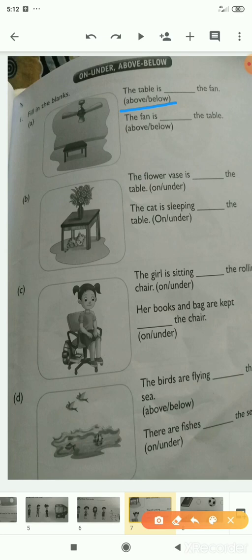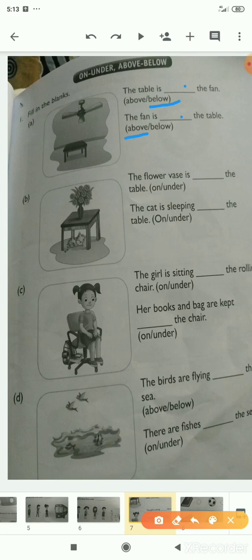The thing that is standing down is below, and the thing placed up is above. Here the table is on the floor, so it is below, and the fan, which is on the ceiling, is up. Up means above. So here we have to tick, and we will write below, and the fan is above. You have to tick the correct one and write it down in the given blank.